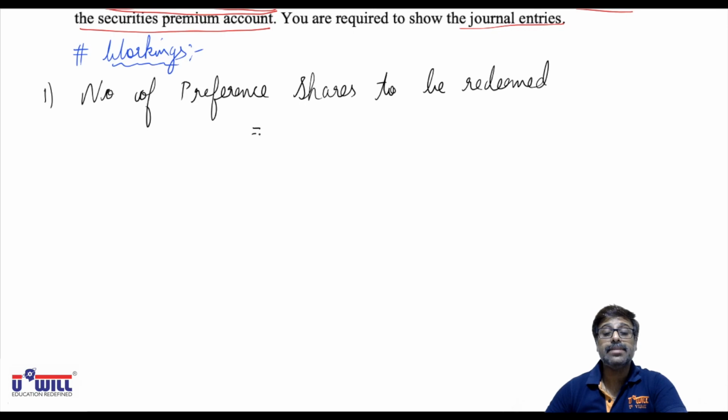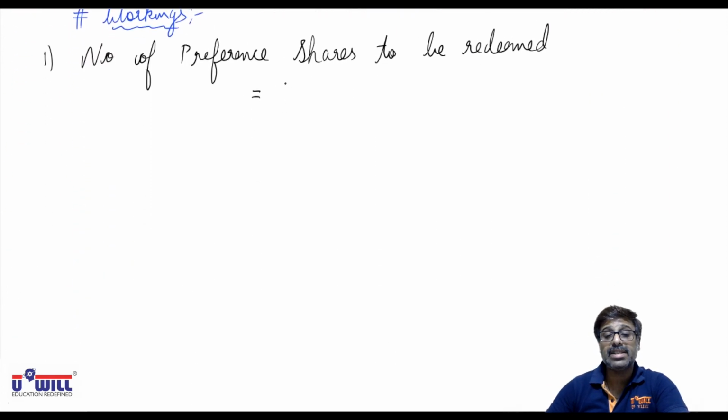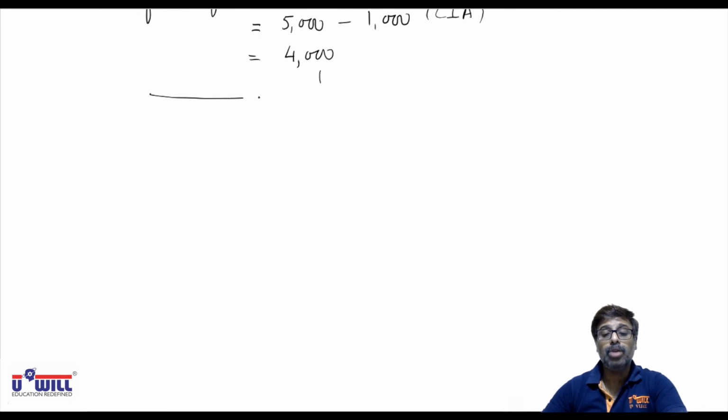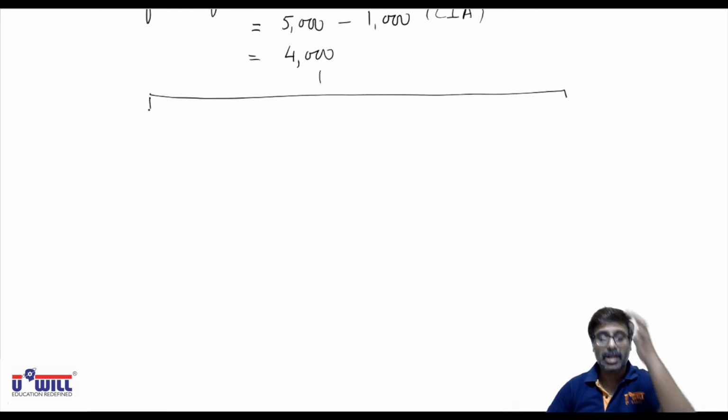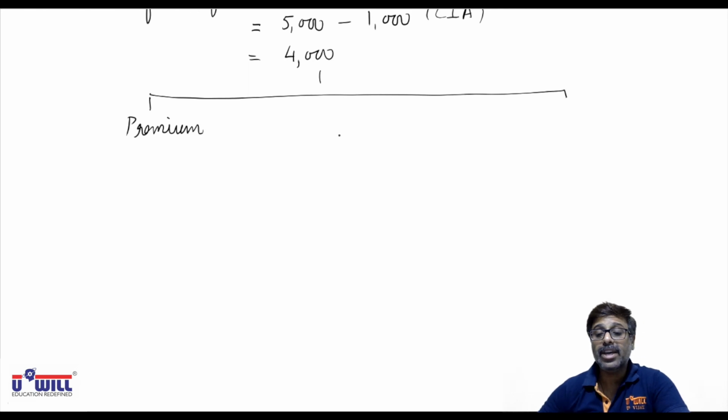Now what did we discuss? 5,000 preference shares are there, but 1,000 are calls in arrears. So only fully paid up preference shares can be redeemed, meaning 5,000 minus 1,000 where there are calls in arrears. We will redeem only 4,000 preference shares. Now, what two parts did we used to make in the workings? Come on, tell me what two parts? First, premium, and second, face value.